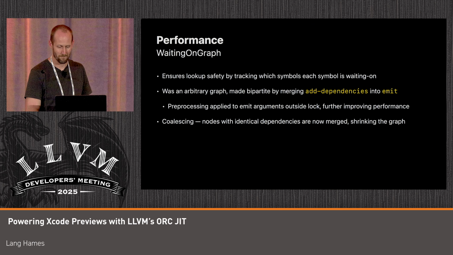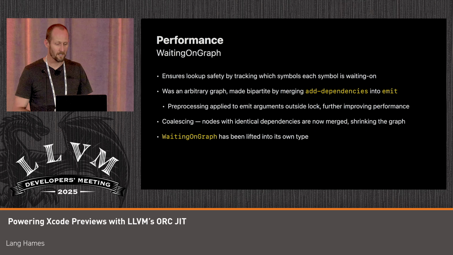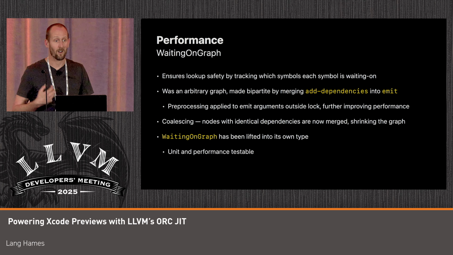The waiting-on graph has been lifted into its own type. It used to be embedded within the JIT dylibs. So the great news is that it is finally unit and performance testable, which it was not before.